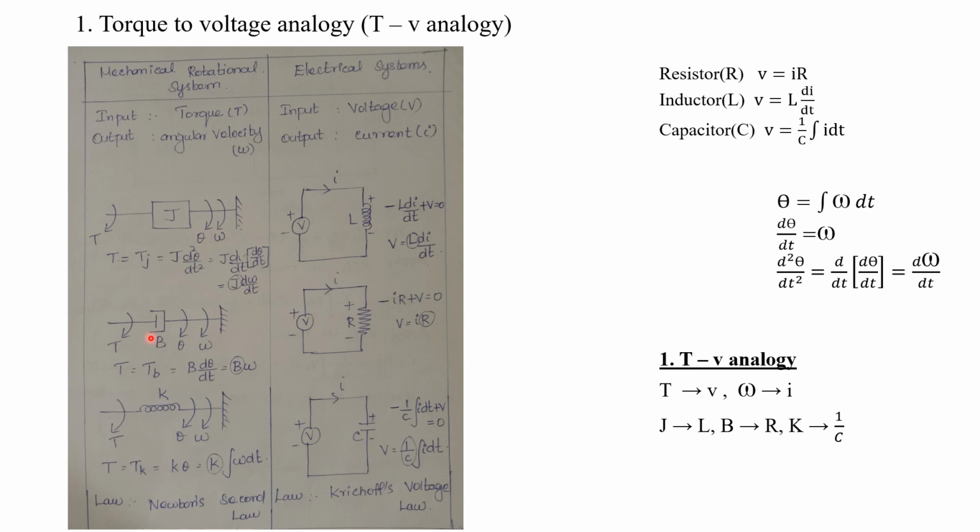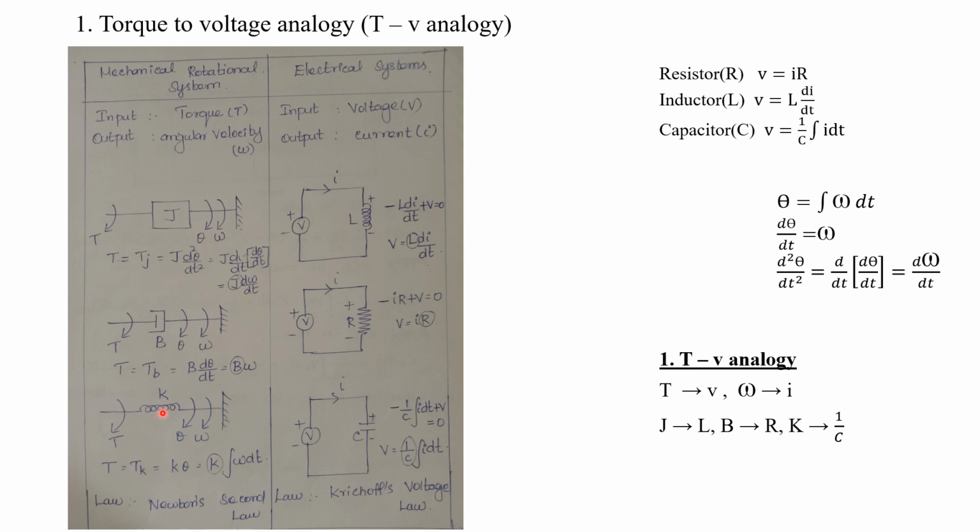See here, in the mechanical rotational system, the input torque will be equal to B into the output angular velocity. So here the input voltage V is equal to R into the output current I. Both equations are of similar form, that is there is no integration or differentiation here. Now we can say the dashpot in a mechanical rotational system can be equated to a resistor in an electrical system. Now we are going for the third element, that is nothing but the spring.